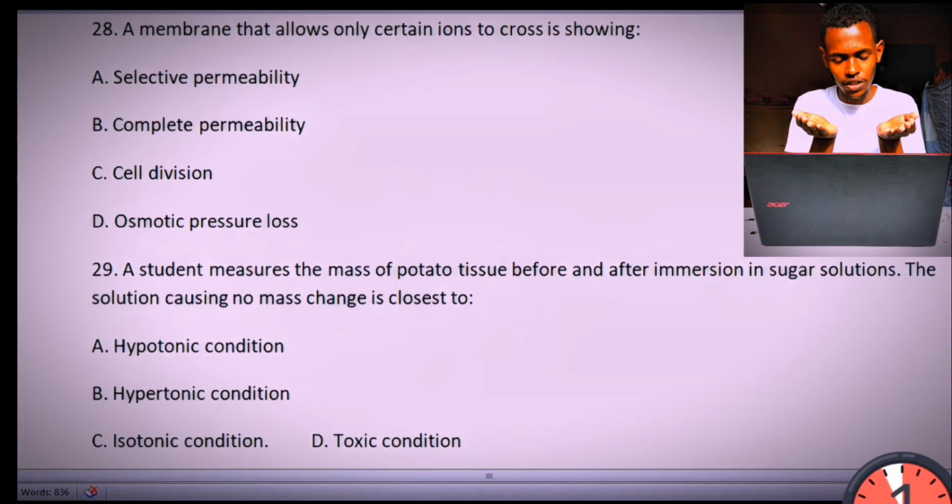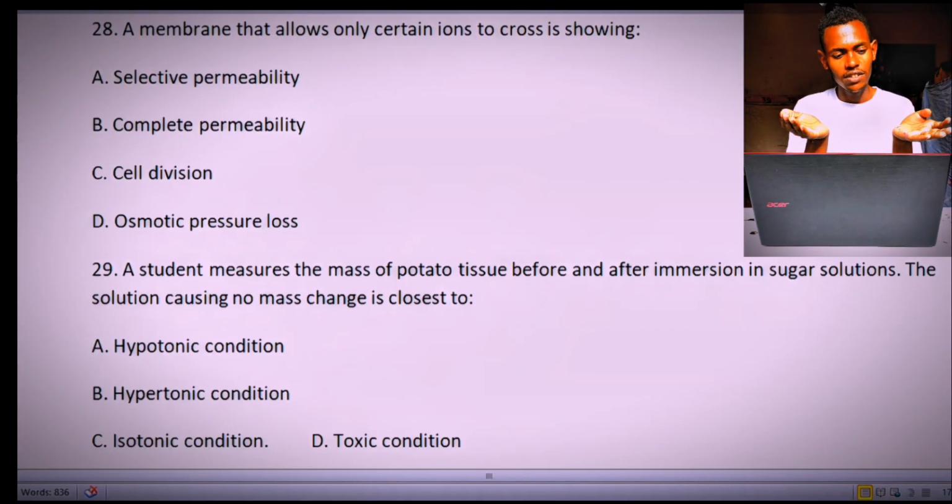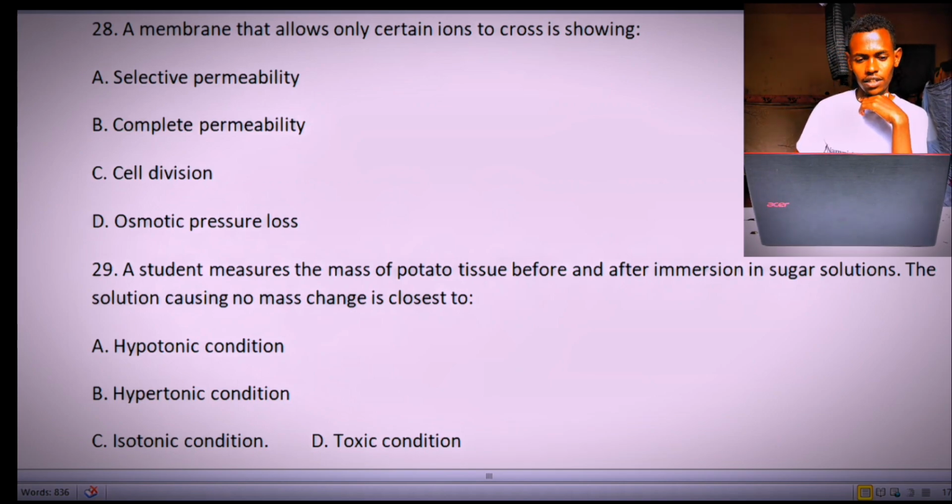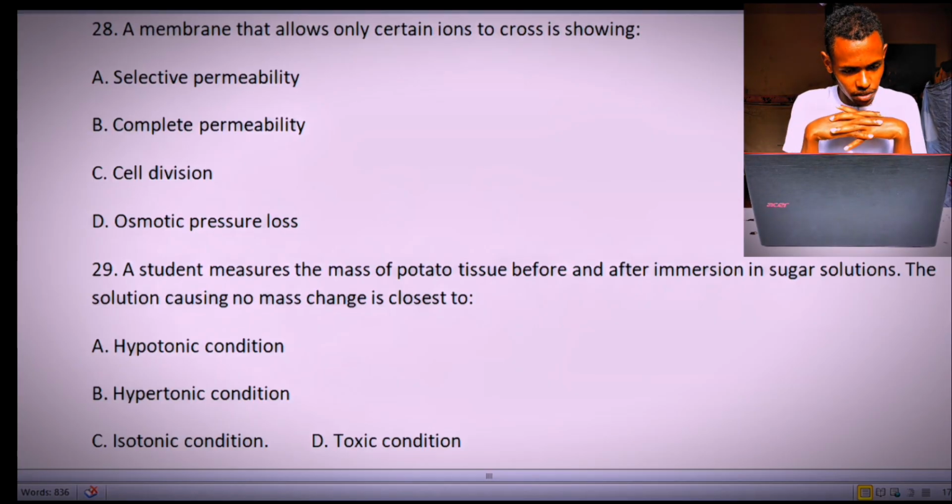So what is the answer? The answer is C. That is isotonic solution. There is no net water movement, so there is no change in the mass of the cell. Let's go on to the 13th question.